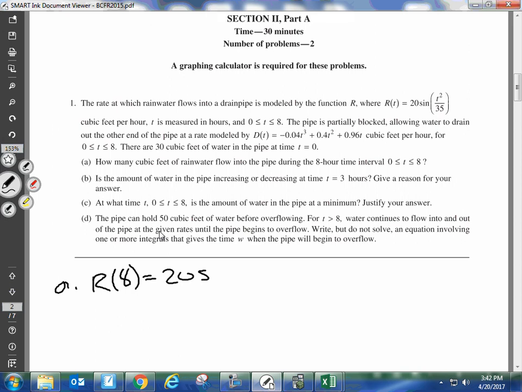Which is 20 sine of 64 over 35. Okay? This is wrong. Okay? Very, very wrong. The reason why it's very, very wrong is because what you are given is a rate. Okay? Think of a rate as a derivative. It is how much things are changing. It is how quickly rainwater is flowing into the pipe at a specific moment in time. It is not a total amount.